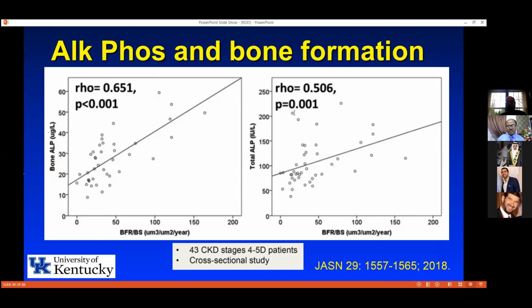And on the other side, you might have a very high alkaline phosphatase level with poor bone formation. But in general, it's good. If you cannot do the bone-specific alkaline phosphatase, you can use the total alkaline phosphatase. It's helpful, but it has less accuracy compared to the bone-specific alkaline phosphatase.